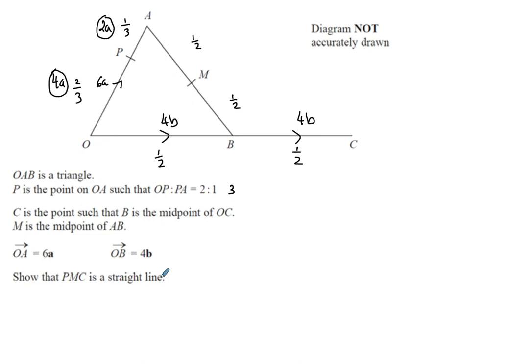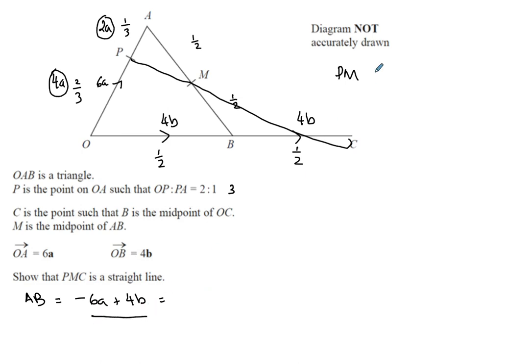Show that PMC is a straight line. Okay, so PM, and then C. Okay, so PM, we don't know what AB is, because we've got to first find what AB is. Okay, so let's go there. So we've got AB equals minus, so we're going down there, so minus 6a plus 4b. Okay, and it isn't one of the questions, so we don't really have to factorize.